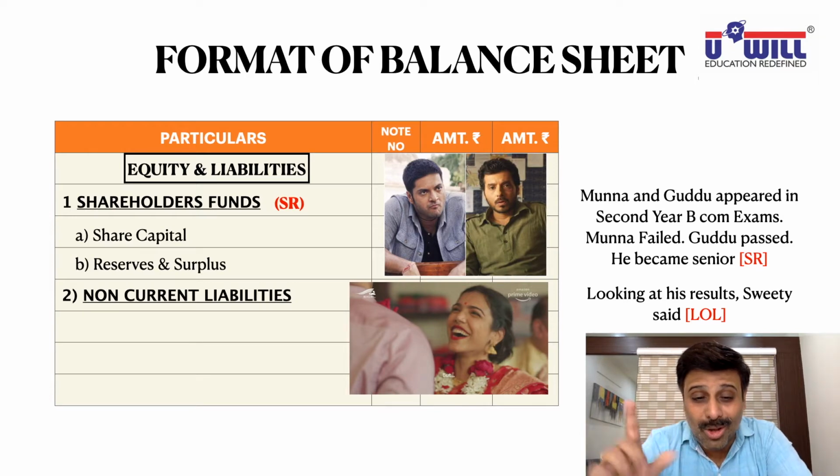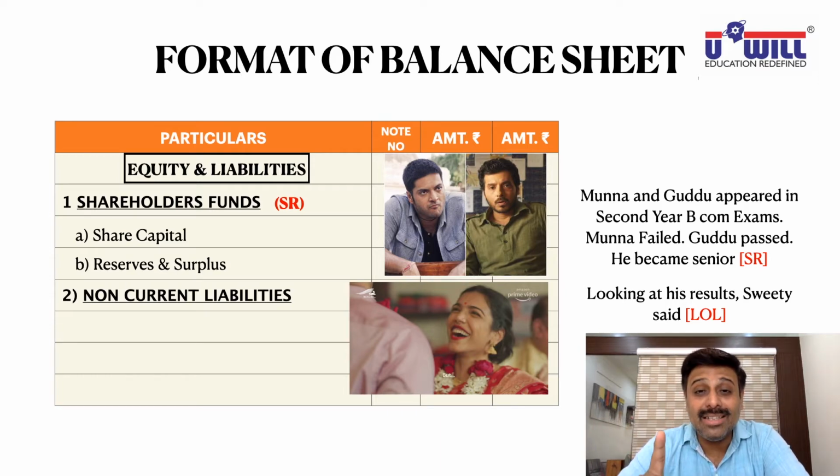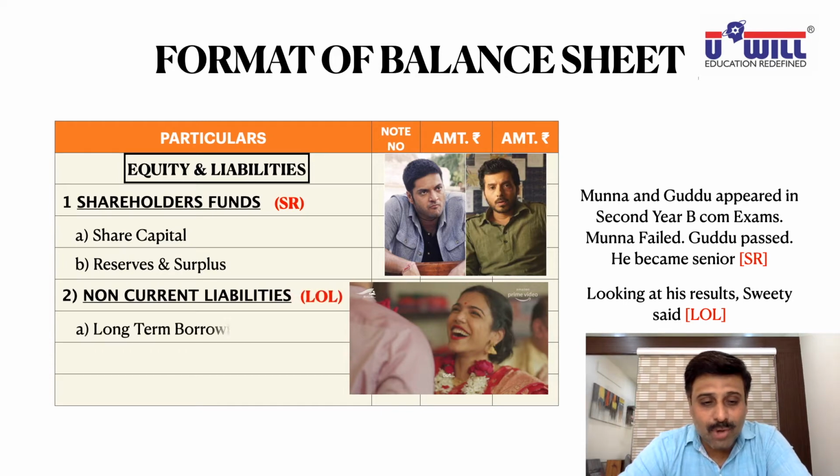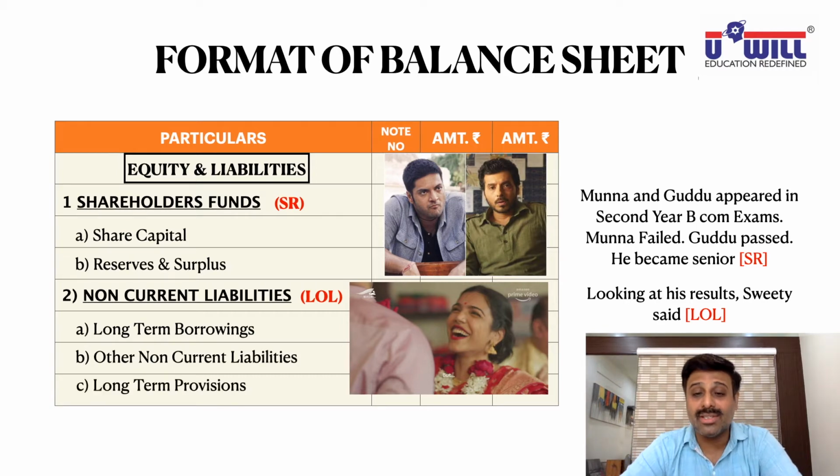So LOL. How will you remember the non-current liabilities? Sweetie said, lol. L stands for long-term borrowings. O stands for other non-current liabilities. Again, L stands for long-term provisions. So the second part of the story you write, okay, in front of that only in your notebook. Looking at the results of Guddu and Munna, sweetie said, lol. L stands for long-term borrowings, O stands for other non-current liabilities, L stands for long-term provisions.